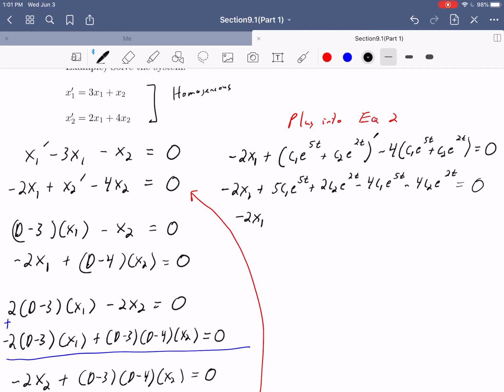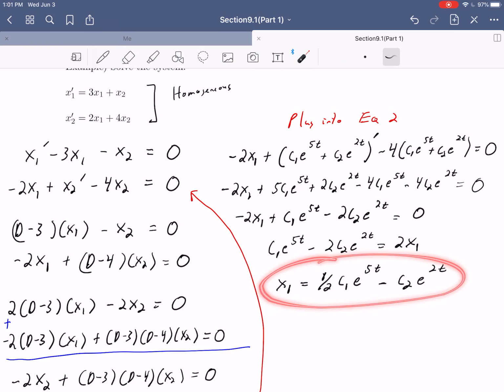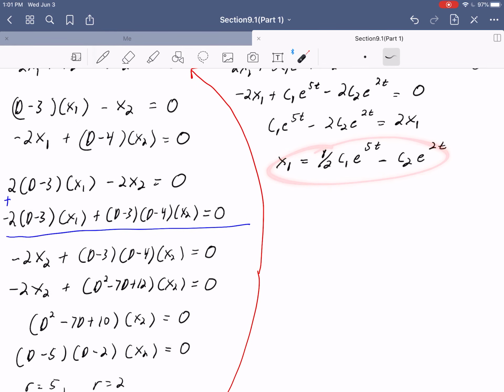We get minus 2x1, 5c1e^(5t), and minus 4c1e^(5t). That should give us plus c1e^(5t). And then we should get minus 2c2e^(2t) equals 0. Then, of course, we can say that that's c1e^(5t) minus 2c2e^(2t) equals 2x1. And that looks like x1 then is 1/2 (c1e^(5t) minus c2e^(2t)). And there we go. We now know what x1 as a function of our independent variable t should look like.